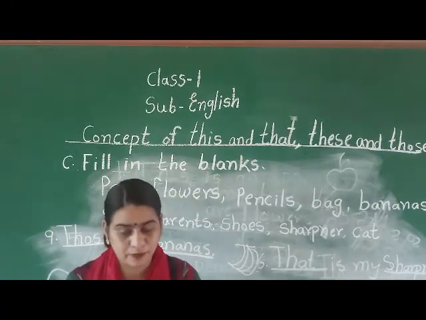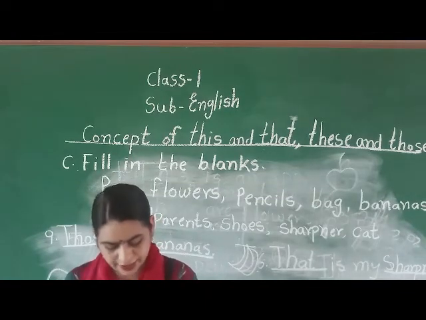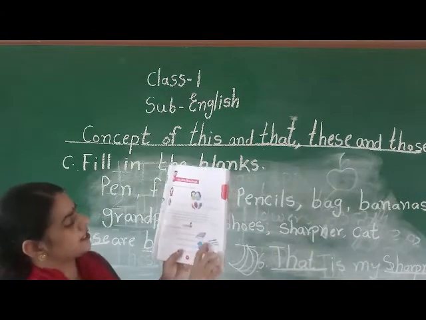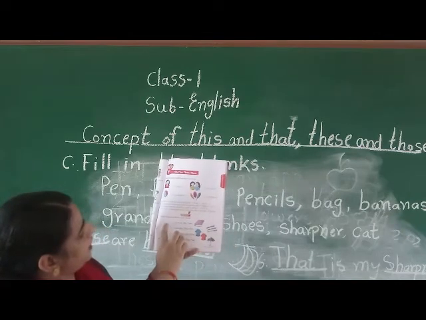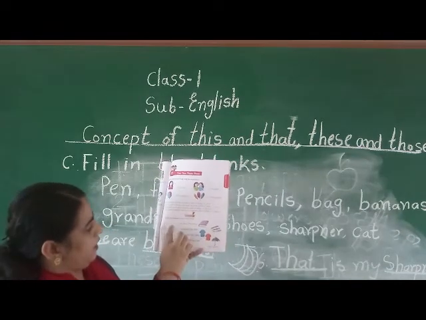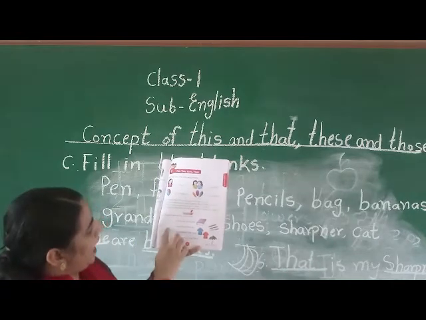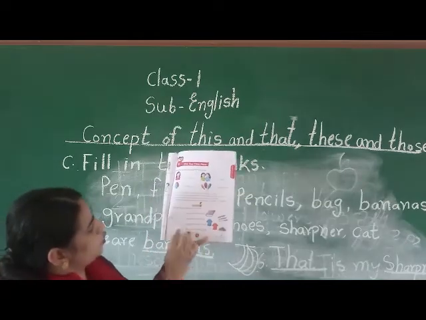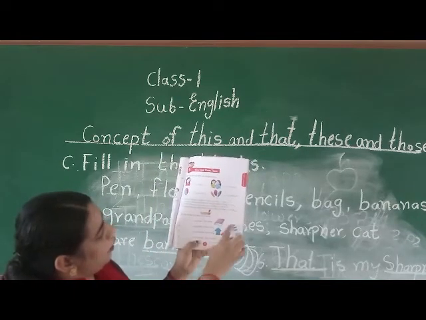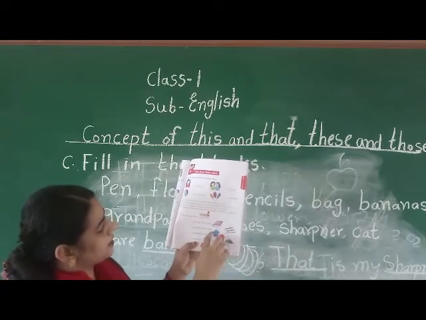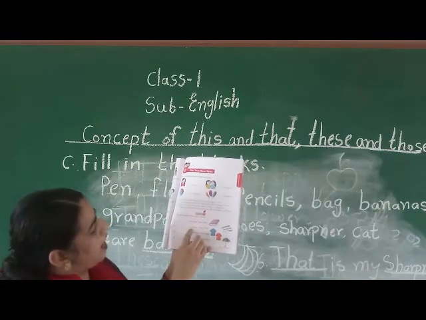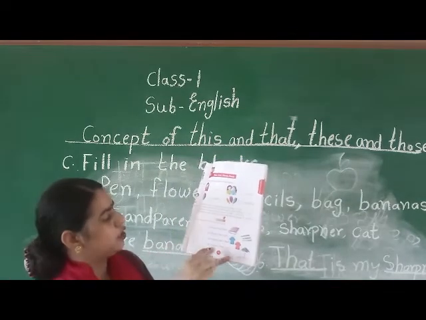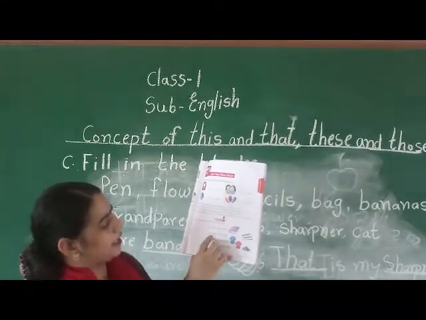Number 1 on page number 51. Fill in the blanks with the correct words. Number 1, dash is my book. Now see, you had already done this exercise. One book is here, so that's why we have written here, this is my book. Number 2, dash are his pens. So how many pens are there? 1, 2, 3. So here we have written those because all the pens are far away from this line. So we have written here those are his pens because the quantity of the pens is more than 1. So that's why we used here those are his pens.